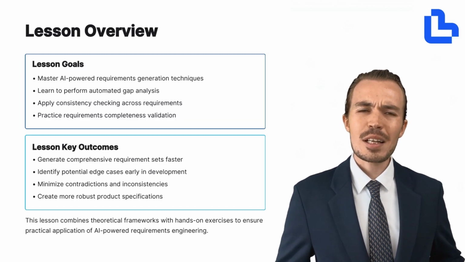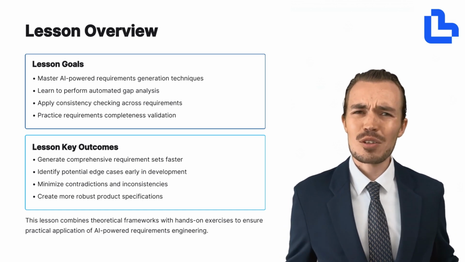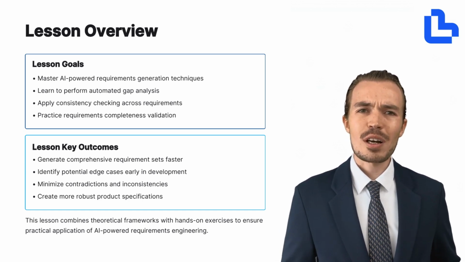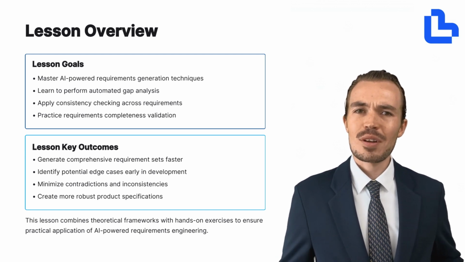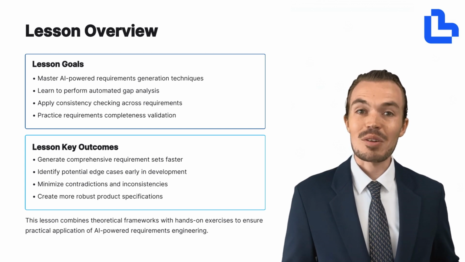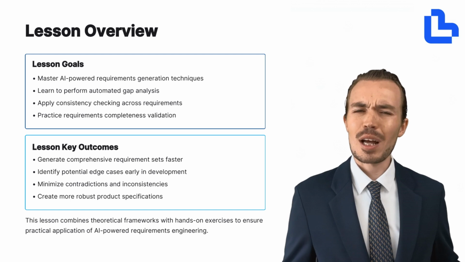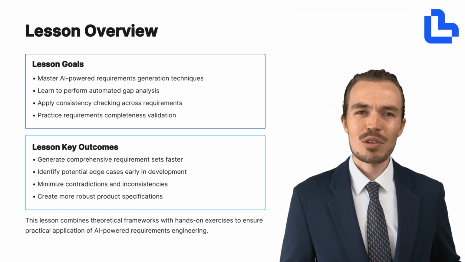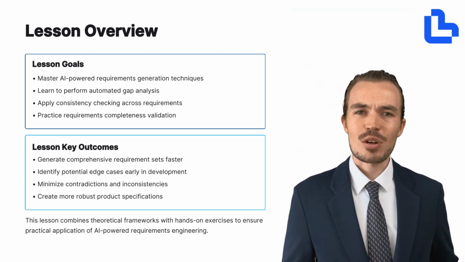In this lesson, we're going to explore how artificial intelligence can dramatically enhance the way we generate and refine product requirements. Our goals are ambitious but achievable. First, you'll learn how to master AI powered techniques for generating requirements. These methods will help you move beyond manual drafting and into a more efficient, intelligent process. We'll also cover how to perform automated gap analysis, ensuring that no critical requirement is overlooked.